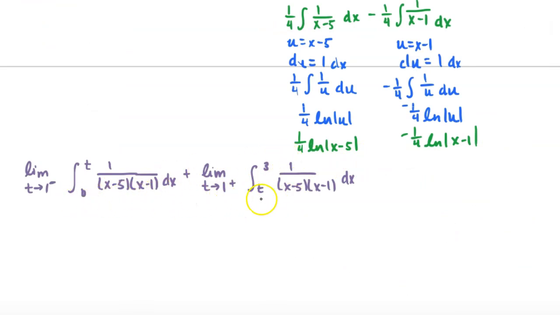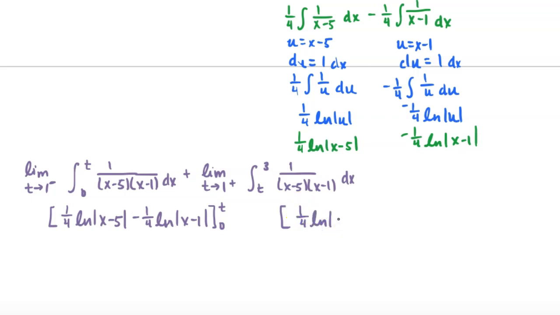Now this is where I differ. I've got different bounds. And so I'm going to take the limit as t approaches 1 from the left of, and I've got 1/4 times the natural log of the absolute value of x minus 5 minus 1/4 times the natural log of the absolute value of x minus 1. And I'm taking this from 0 to t. On the right-hand side, I've got this same expression here, so 1/4 ln absolute value of x minus 5 minus 1/4 natural log of the absolute value of x minus 1, and now my bounds go from t to 3.